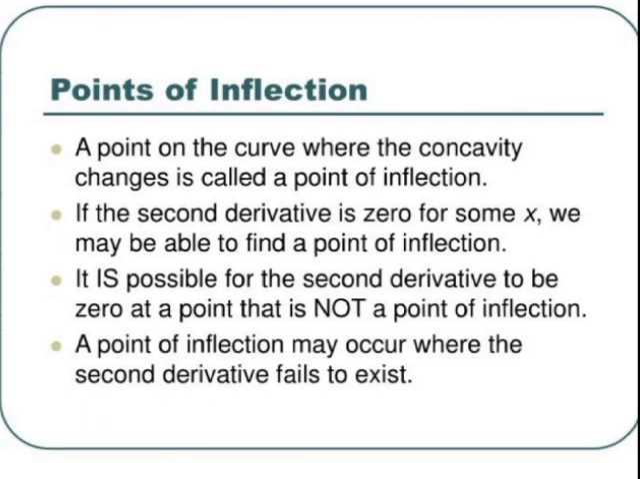Points of inflection. A point of the curve where the concavity changes is called a point of inflection. If the second derivative is 0 for some x, we may be able to find a point of inflection. It is possible for the second derivative to be 0 at a point that is not a point of inflection. A point of inflection may occur where the second derivative fails to exist.